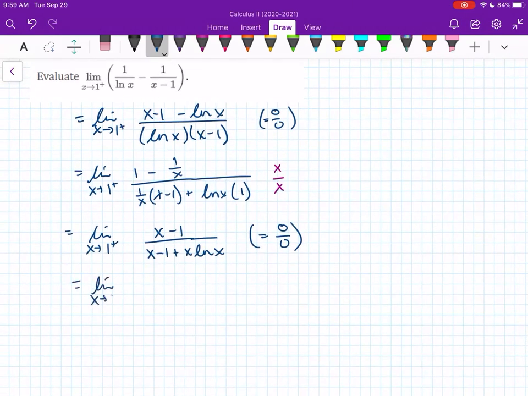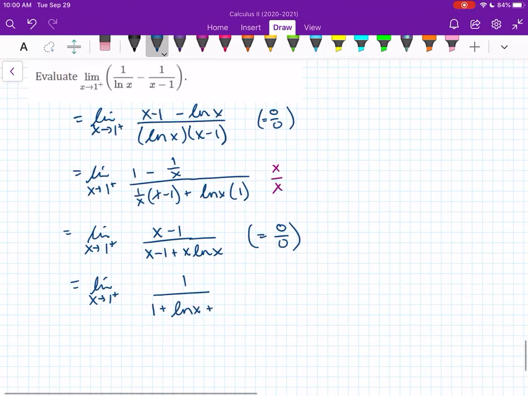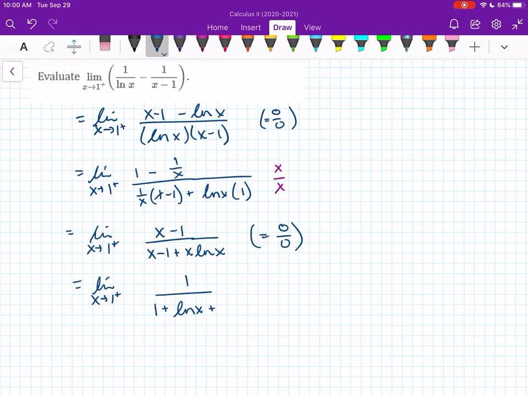And then I'm going to get the limit as x approaches 1 from the right-hand side of 1 over 1 plus natural log of x plus, and then we have to do a little bit of product rule over here, right? So natural log of x times 1 plus x times 1 over x. Now I can take that limit, and so I get a 1 in the numerator, and then I'm going to get 2 in the denominator, so a half.